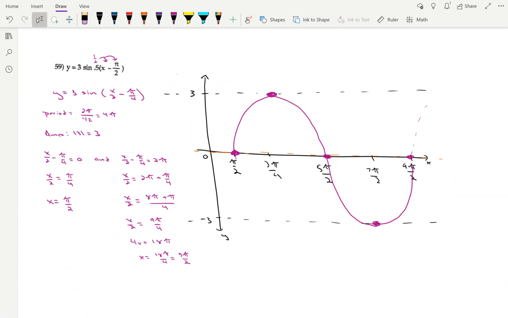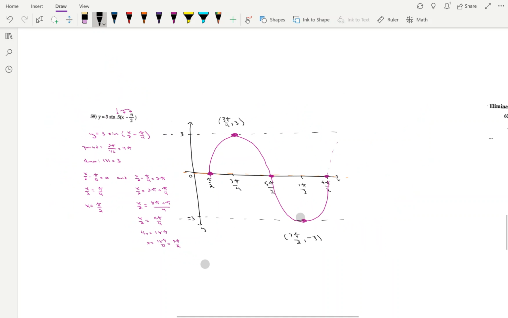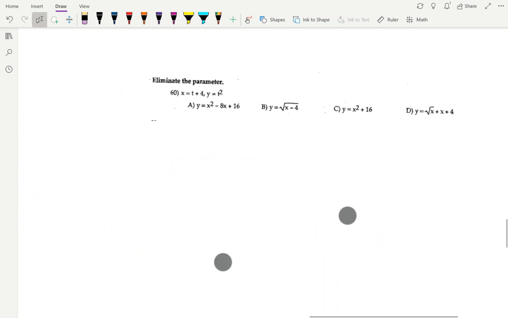And yeah, so you just have to label your points, okay? So up here, that's going to be what? 3 pi over 4 comma 3. Those are fine. Then down here, 7 pi over 2 comma negative 3. All right, there's a negative on that one. And one more, eliminate the parameter.